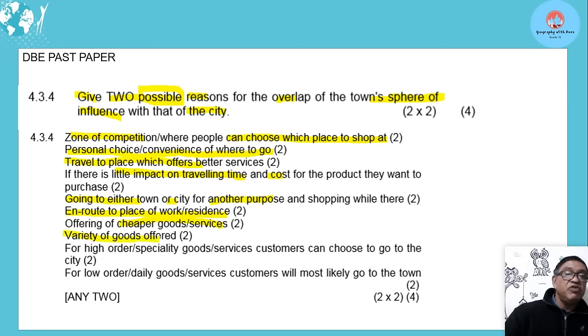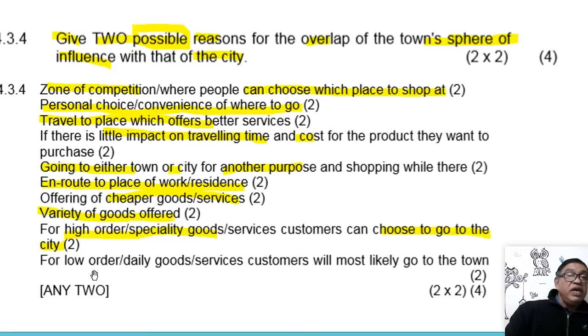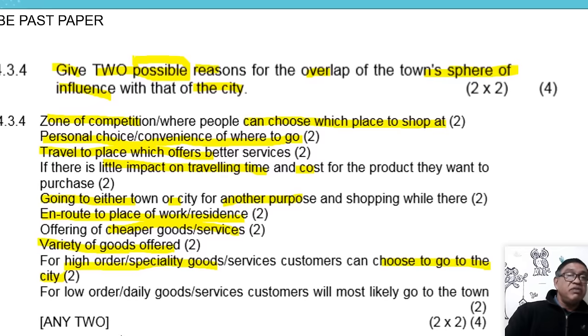The variety of goods offered, clothing. Maybe the city has a variety of stores. You have better variety. You can choose better what suits you. A high order specialty of goods. Customers can choose to go to the city to get that, as I indicated before. The high order goods may not be offered there, so they go. Okay, and the last one here is your, and let me just pull this down.